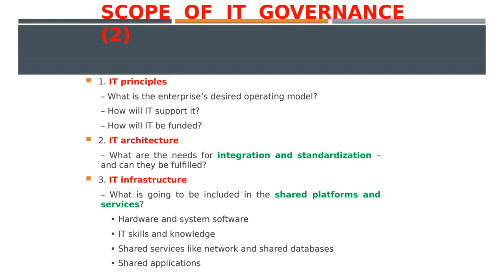What is the enterprise desired operating model? How will IT support it? Okay, the second principle: what are the needs for integration and standardization? Now, for your IT infrastructure, what is going to be included in the shared platforms and services: your hardware and software systems, your IT skills and knowledge, your shared services like network and shared database, SQL maybe, and shared applications also. These are all under the scope of IT governance.